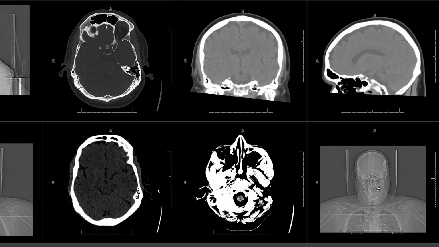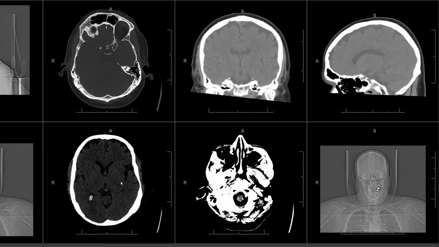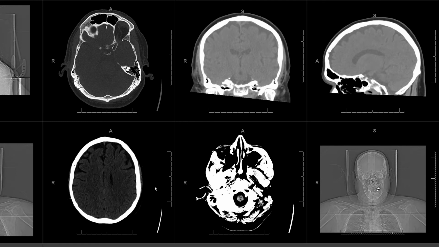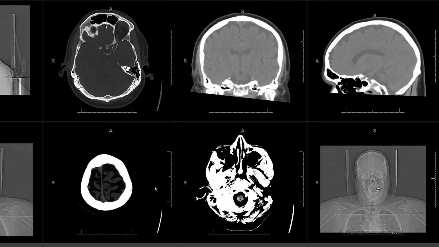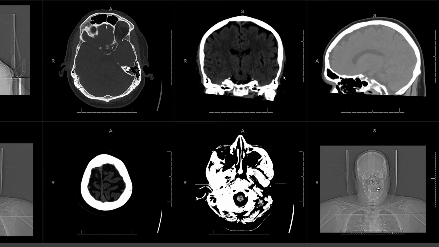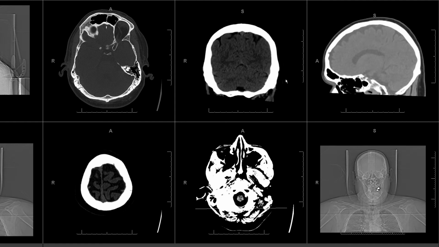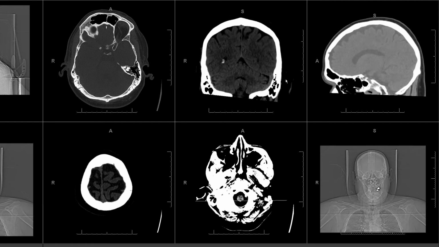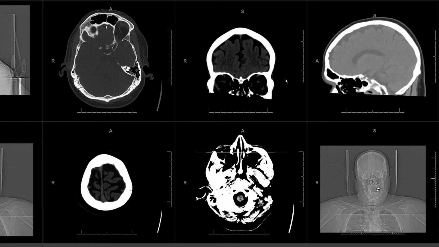When you're looking for blood products, make sure to check the dependent areas such as the interpeduncular cistern and the sylvian fissures. And since we have reformats in every plane, we want to look at the same windows in each plane.